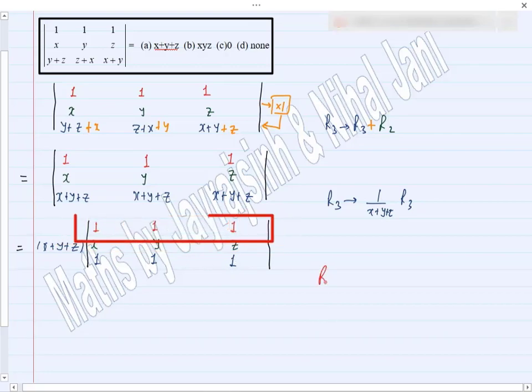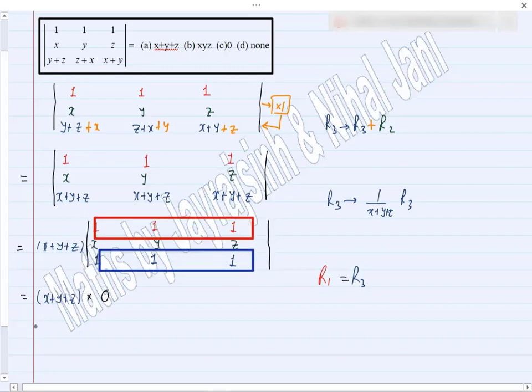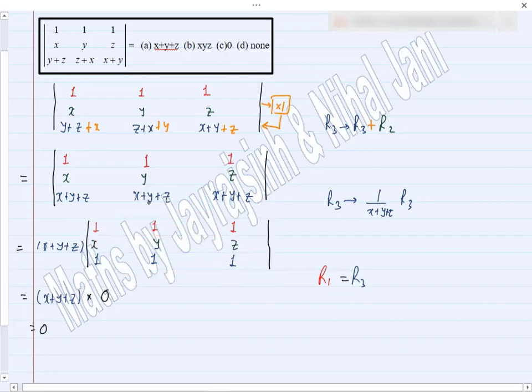Here you can see our first row is the same as the third row. So simply the value of the determinant will become 0. Ta-da! The value of the determinant is 0. Option C is your final answer.